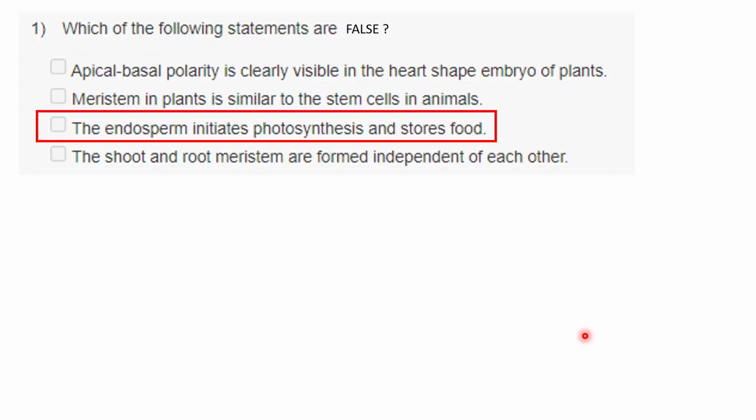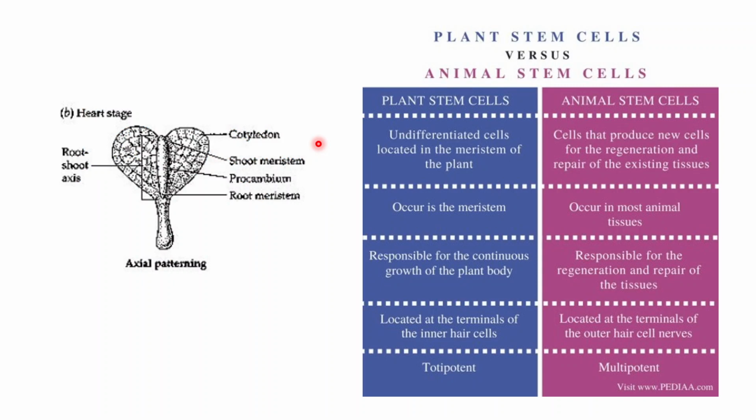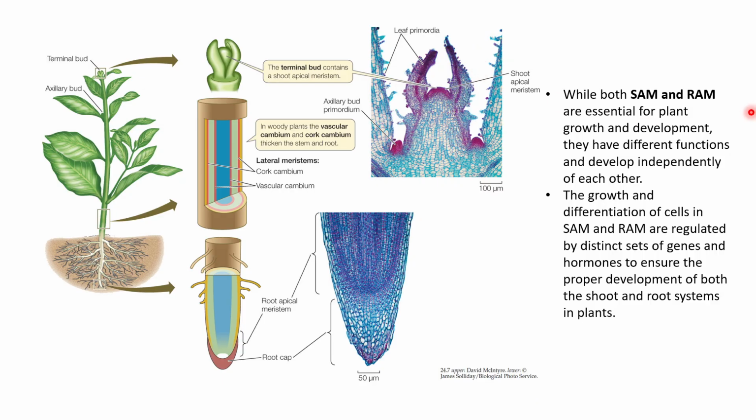That is why the false statement is that endosperm initiates photosynthesis and stores food, because endosperm just stores food, but initiation of photosynthesis is done by leaves of the plant or the cotyledons. When the cotyledon arises, then we have the first leaf primordia, and we see the initiation of photosynthesis. So endosperm stores food was correct, but initiation was false. And we just saw the other three statements. Heart stage, axial patterning, plant stem cells are also known as meristem, and both SAM and RAM develop independently of each other with different gene sets controlling their development.